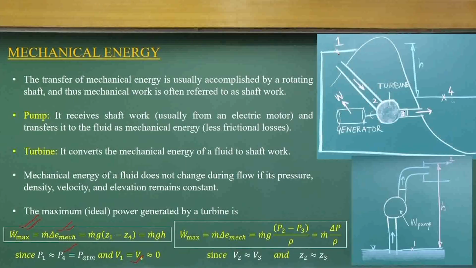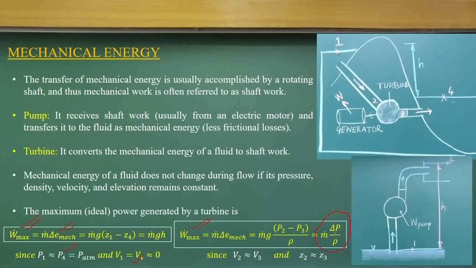But if I consider points 2 and 3, before the turbine and after the turbine, at those locations I have V2 equal to V3, Z2 equal to Z3. Substituting these values, the power generated by the turbine will be the mass flux times delta P, the pressure difference between P2 and P3, divided by rho. So, these are very simple calculations, you can do it.